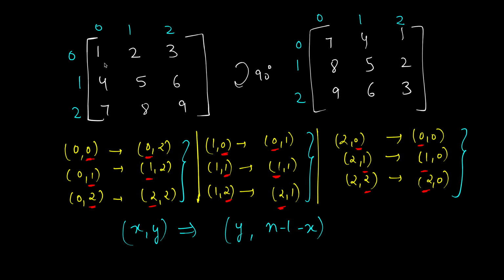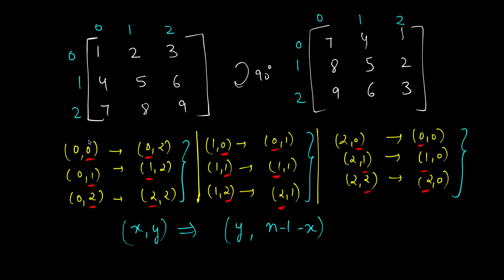So let's look at how the solution would look. If we see this, the first row becomes the last column, the second row becomes the second last column, and the third row becomes the first column. So you can see that 0, 0 becomes 0, 2, 0, 1 becomes 1, 2, 0, 2 becomes 2, 2. Similarly, 1, 0 becomes 0, 1, 1, 1 becomes 1, 1 because it remains the same, and 1, 2 becomes 2, 1, and so on.